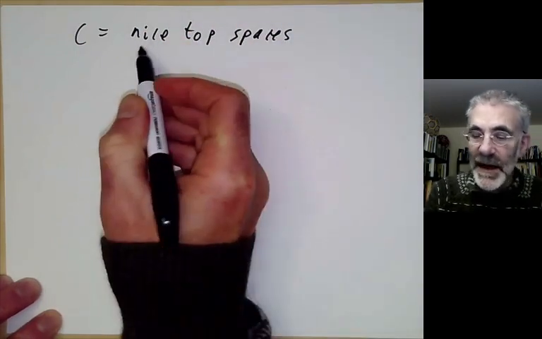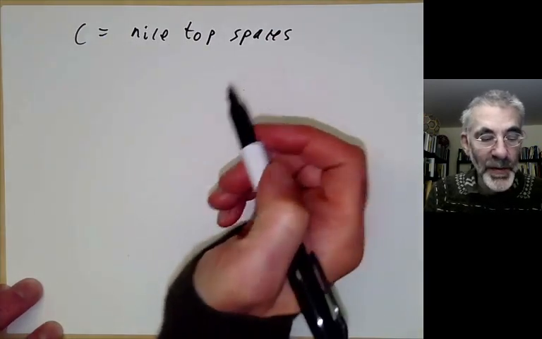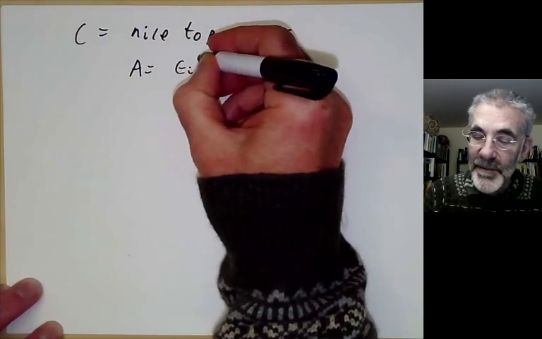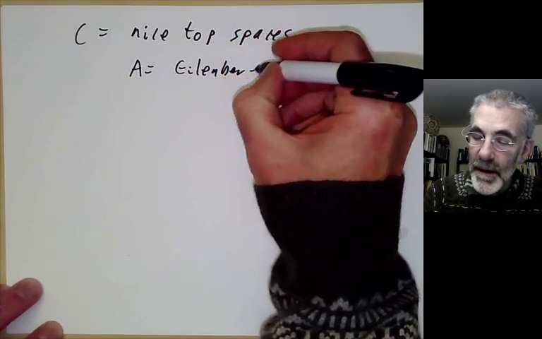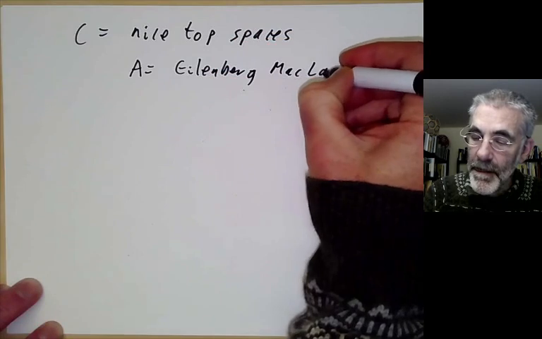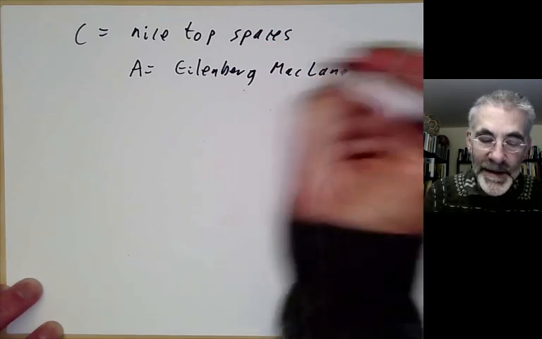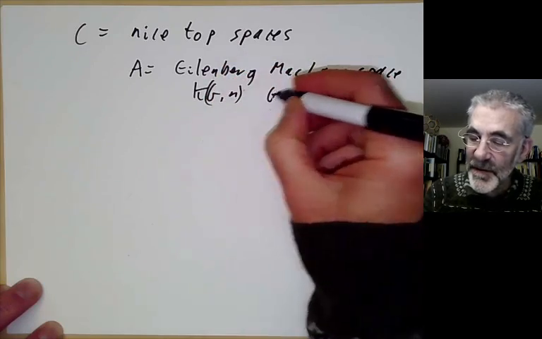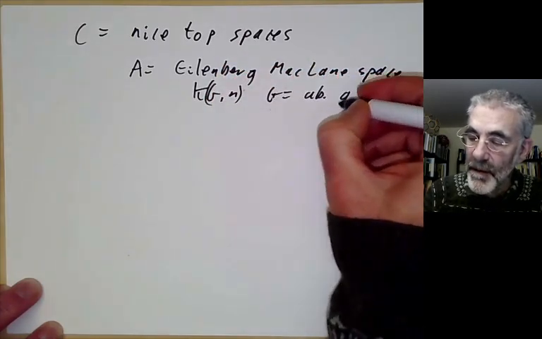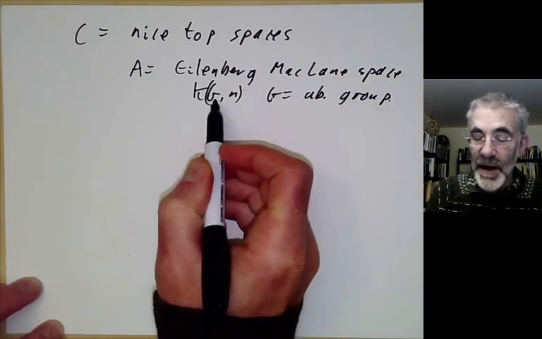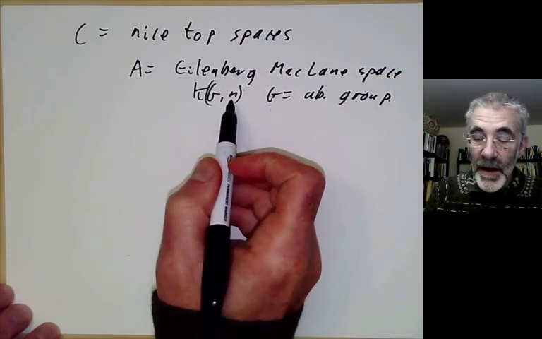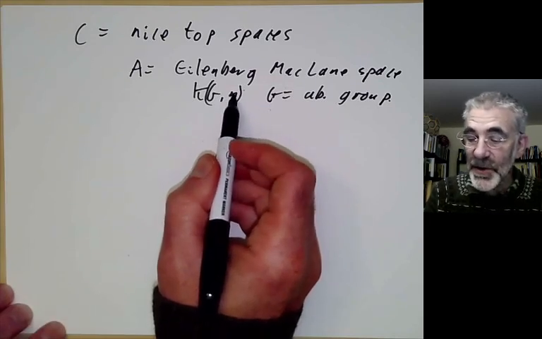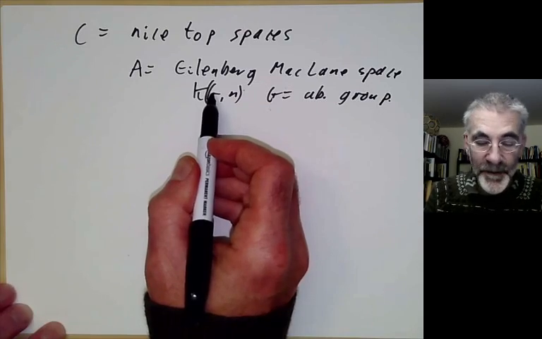And I don't really care exactly what nice means. It could be something like CW complexes, for example. And let's take A to be the Eilenberg-MacLane space. So this is denoted by K(G, n), where G is some sort of usually abelian group and n is some sort of integer. And this space has the property that most of its homotopy groups vanish except its nth homotopy group, which is equal to the group G.